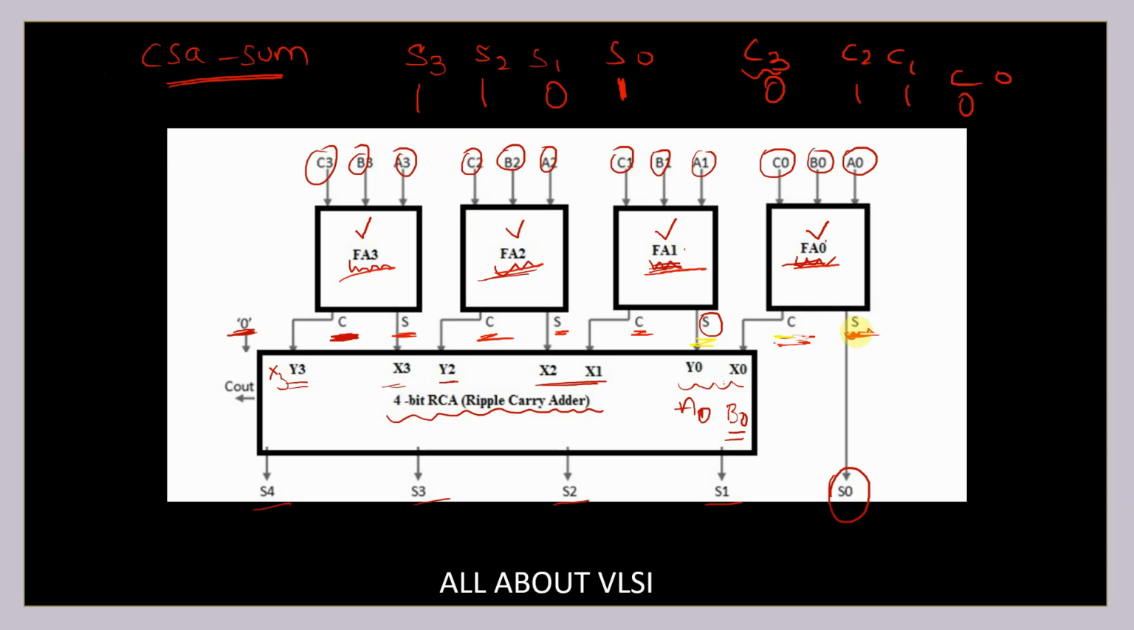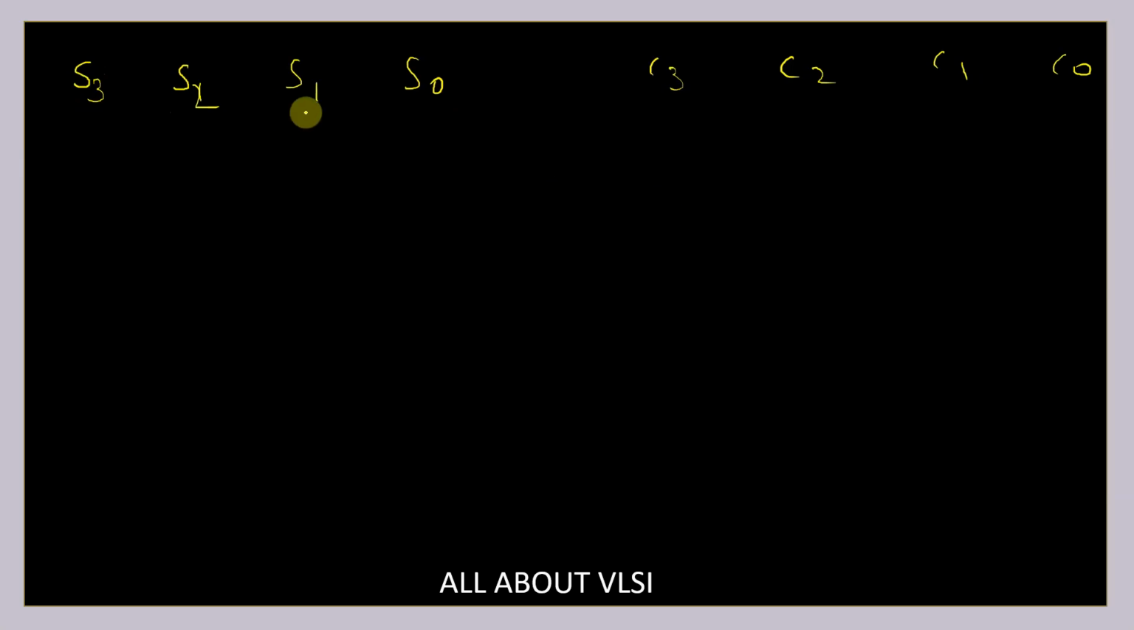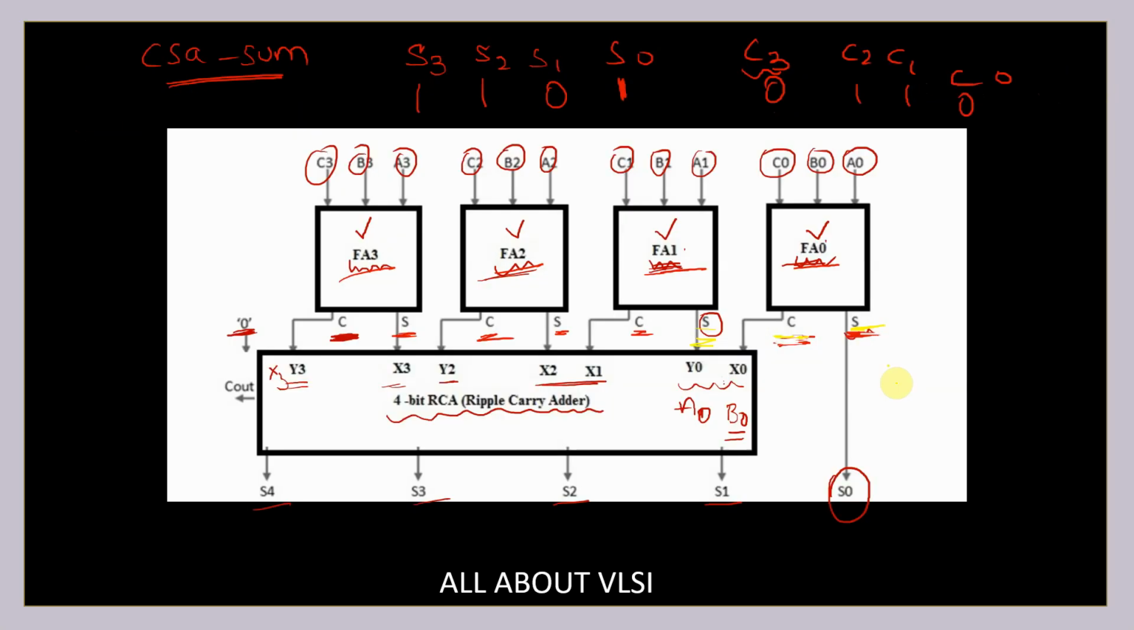So let's assume this, we are going to get the sum as S3, S2, S1 and S0 and C3, C2, C1 and C0. Now here we need to add my sum and carry, but if we carefully observe this block diagram, we are directly taking the sum, and the second stage sum is added with the first stage carry. So this sum should be added with C0, this sum is added with C1, this sum is added with C2, and C3 is added with 0. And this sum is not added with anything, you can see over here.